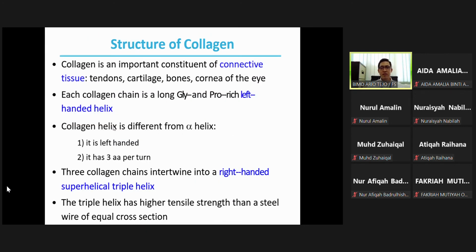So this is collagen. Kita ada collagen in our connective tissue, in tendons, cartilage, bones, cornea of the eye. Each collagen chain is a long glycine and proline-rich left-handed helix. And it's quite strong. So that's why collagen can be found in connective tissue, in tendons, cartilage, bone that support our body, because they have certain strength that can maintain the integrity of our body.